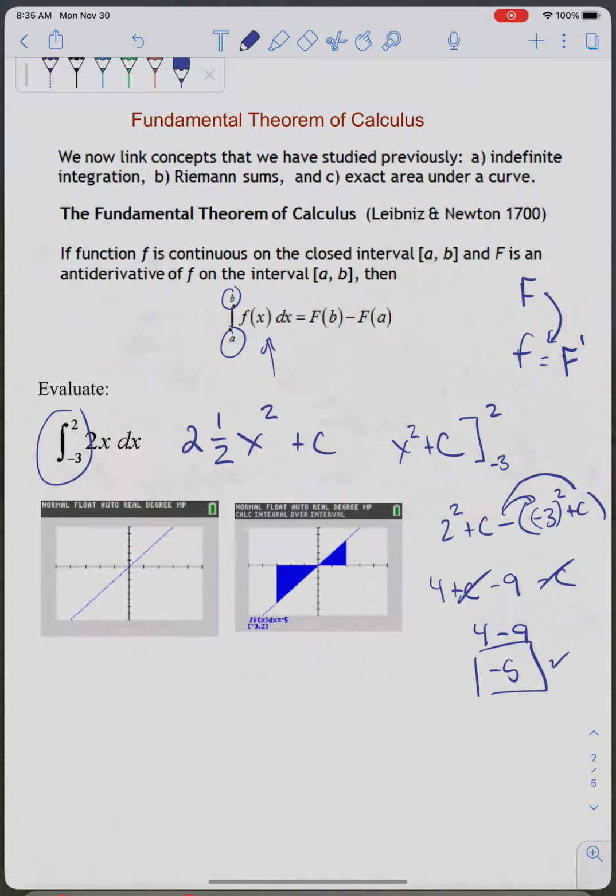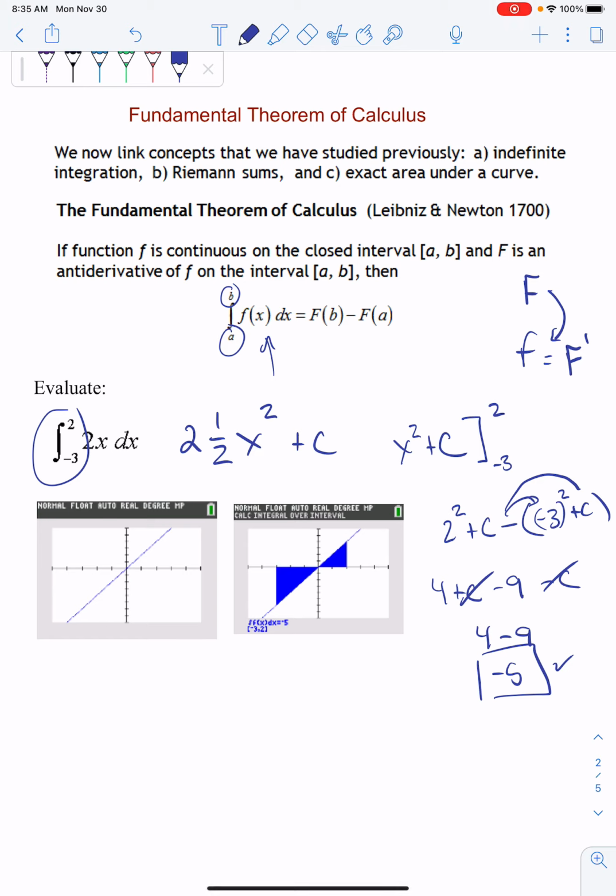Now on the AP test, you're going to have to do this by hand. And you're not going to be able to rely on just getting the answer on your calculator. If you're able to use your calculator, go for it. Get that answer really quick and move on to another problem. But you are going to have to do this by hand on the AP test. So just make sure that you can do it both ways.